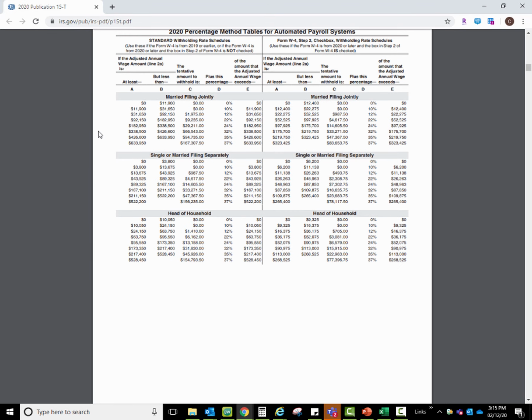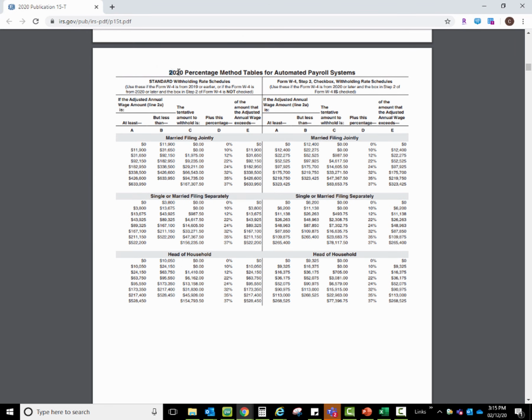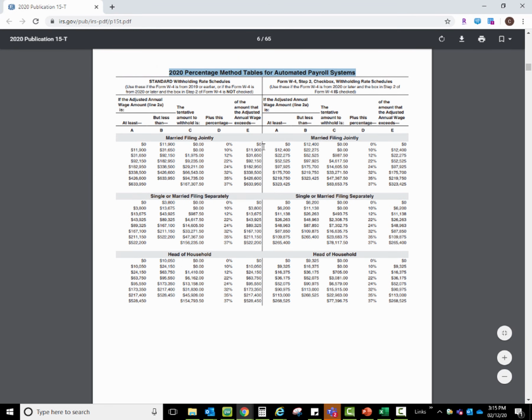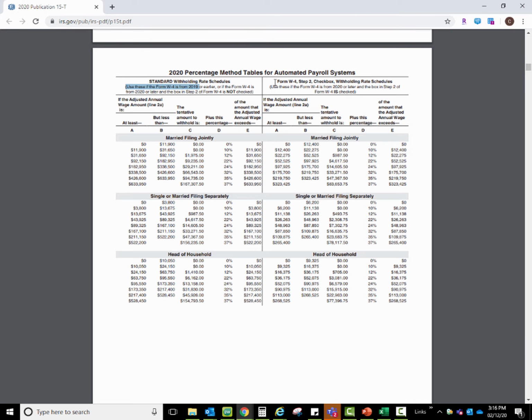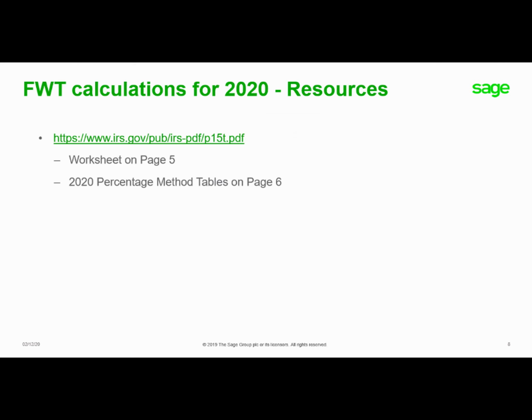On page 6, you'll find the 2020 percentage method tables for the automated payroll systems. On the left, you'll use the tax tables for those using the Form W-4 for 2019 or earlier, or if the Form W-4 is 2020 or later and the box in Step 2 is not checked. If the Form W-4 is 2020 or later and that box in Step 2 is checked, you'll use the withholding tables on the right. Write down this website. I think you'll find it very useful.